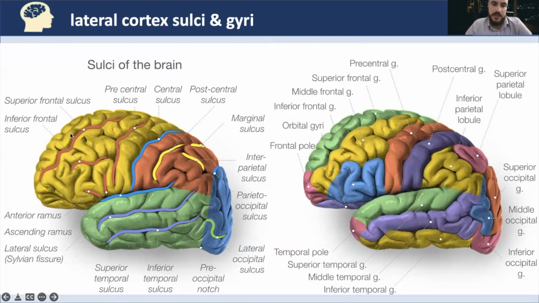So the sulci divide the frontal lobes into superior, middle, and inferior frontal gyrus, just as for the temporal lobe. Regarding the parietal lobe, we have the interparietal sulcus, which divides the parietal lobe into superior parietal lobule and inferior parietal lobule. And in the occipital lobe, we have the lateral occipital sulcus, which divides the occipital lobe into superior and inferior, and sometimes middle or lateral occipital gyrus. That's a quick recap about how the sulci and gyri divide the surface anatomy of the brain into multiple different areas.